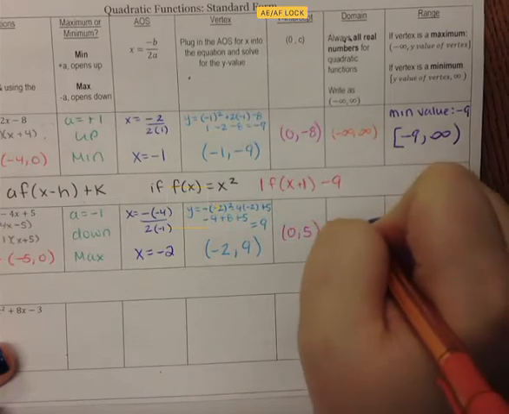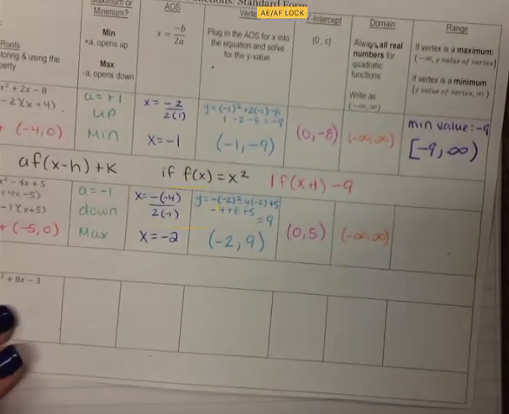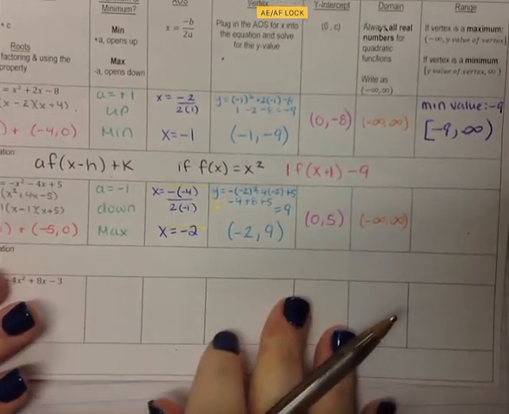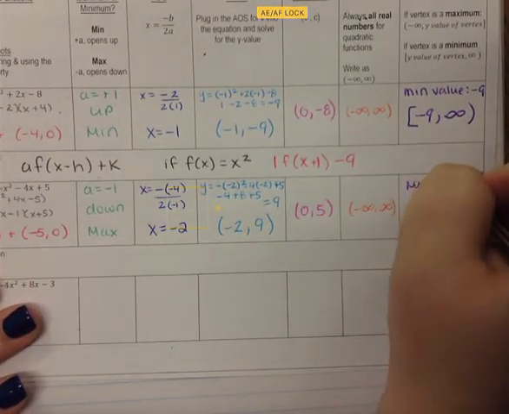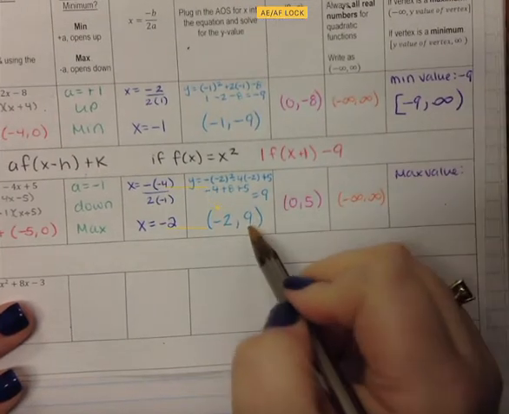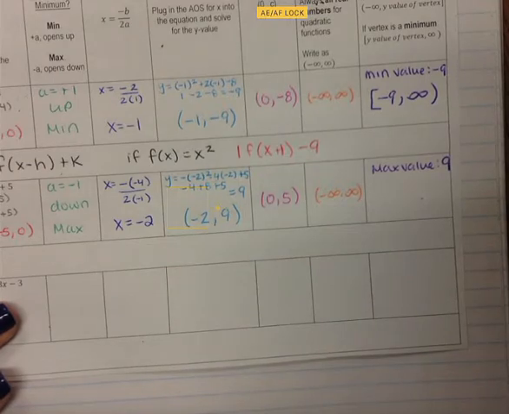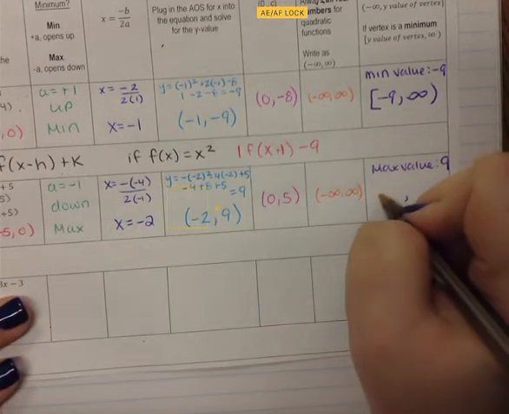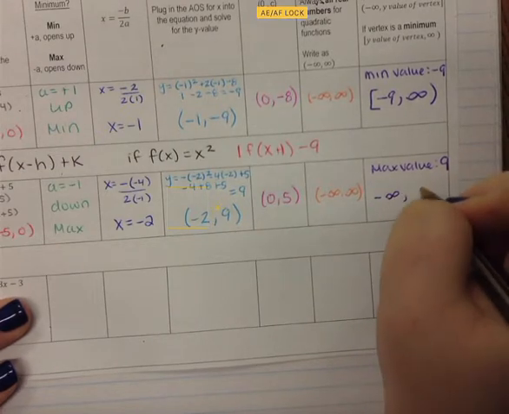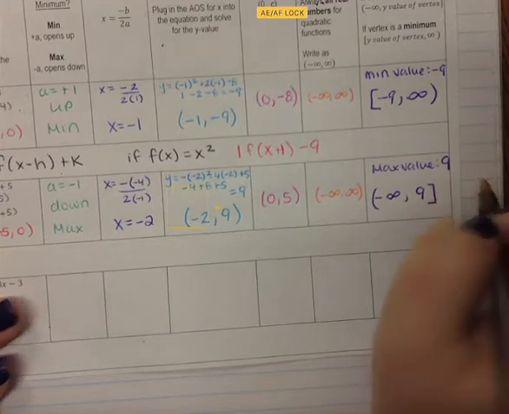The domain of this problem, as always, is -infinity to +infinity, because it's a quadratic. And then our range, because it was a maximum, we have a max value at 9 because that was our y value of our vertex. A was negative, so that means we will have a negative infinity, and we'll have our 9 on the right-hand side. Open bracket, close bracket.